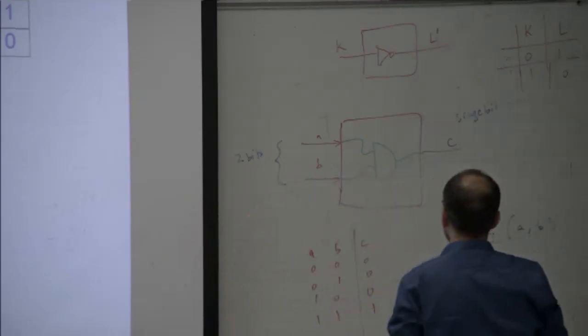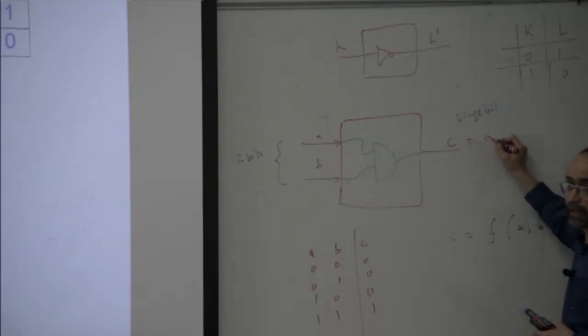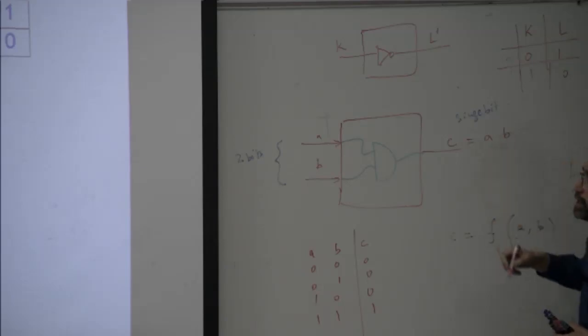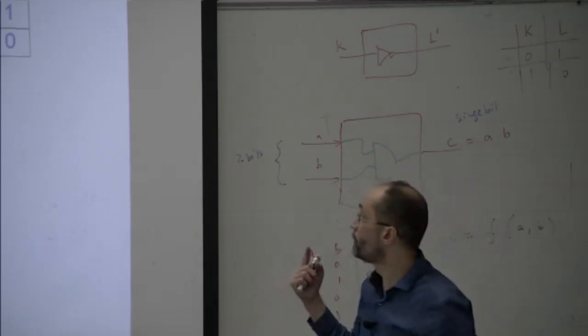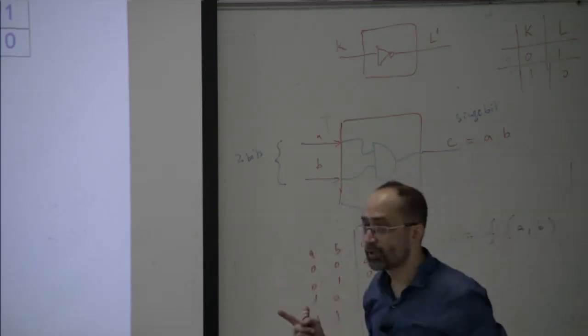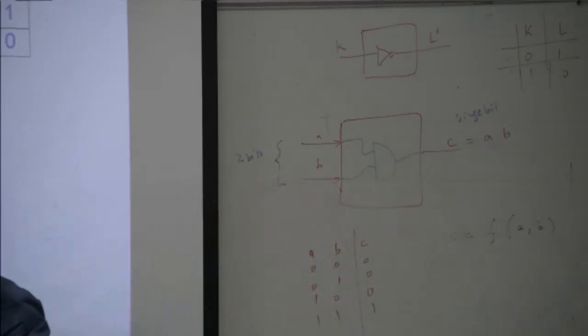Okay, now how do we express C? C is equal to what? A dot B. So C is an AND gate, which is A dot B. Now if you look here, if the input is 0, the output is 1. If the input is 1, the output is 0. Okay, when should we use an inverter? What is the application of the inverter gate?